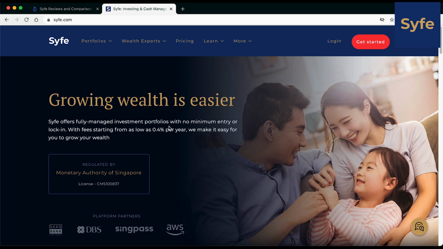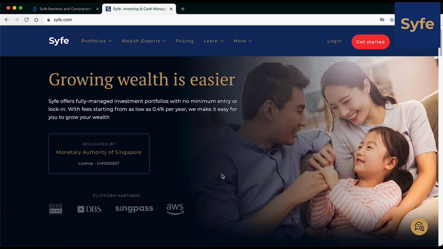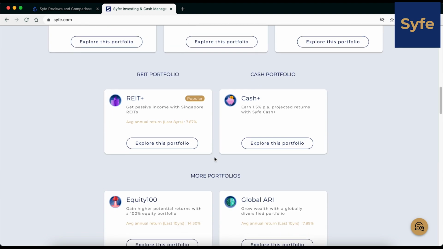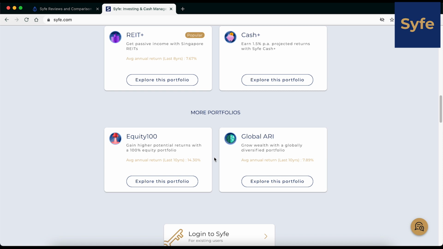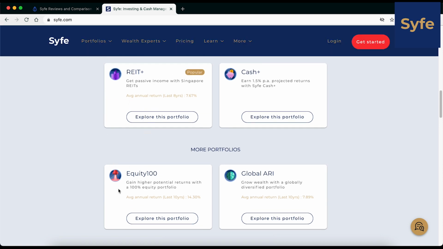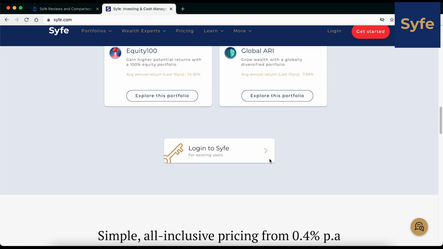They provide fully managed investment portfolios with no minimum entry or lock-in. Starts at 0.4% per year. We make it easy to grow your wealth. And then it's regulated by the Monetary Authority of Singapore, so it's backed by the government. And let's take a look at some of their portfolios. We have Core Growth, Core Balance, Core Defensive, REIT Plus, Cash Plus, Equity100 and Global ARI. I'm particularly interested in just REIT Plus and Equity100. I'll explain to you why later.